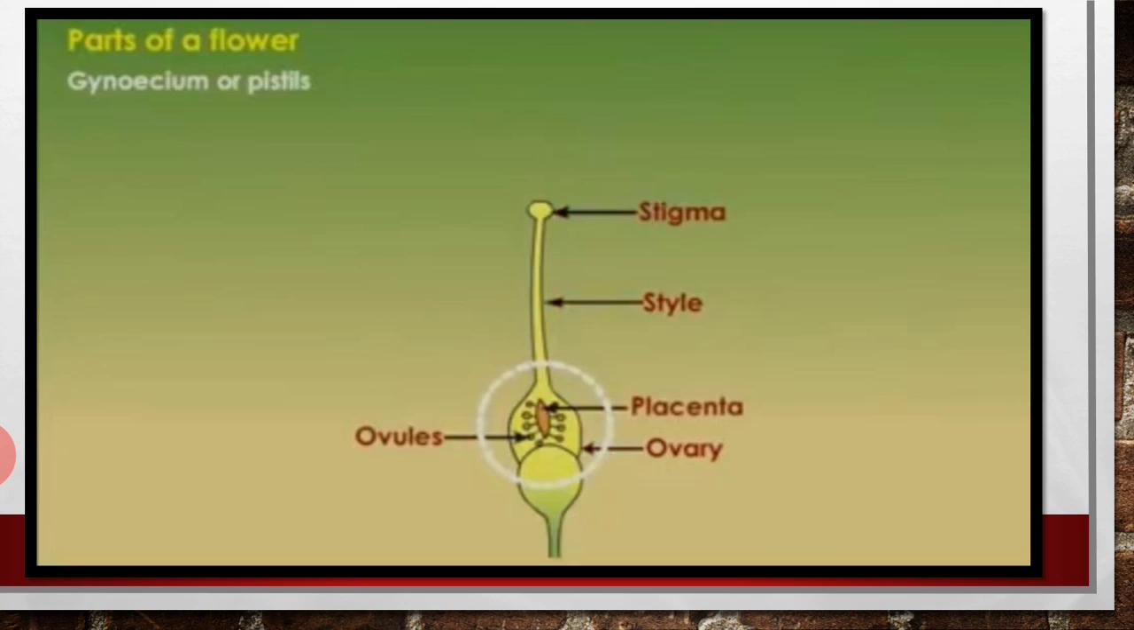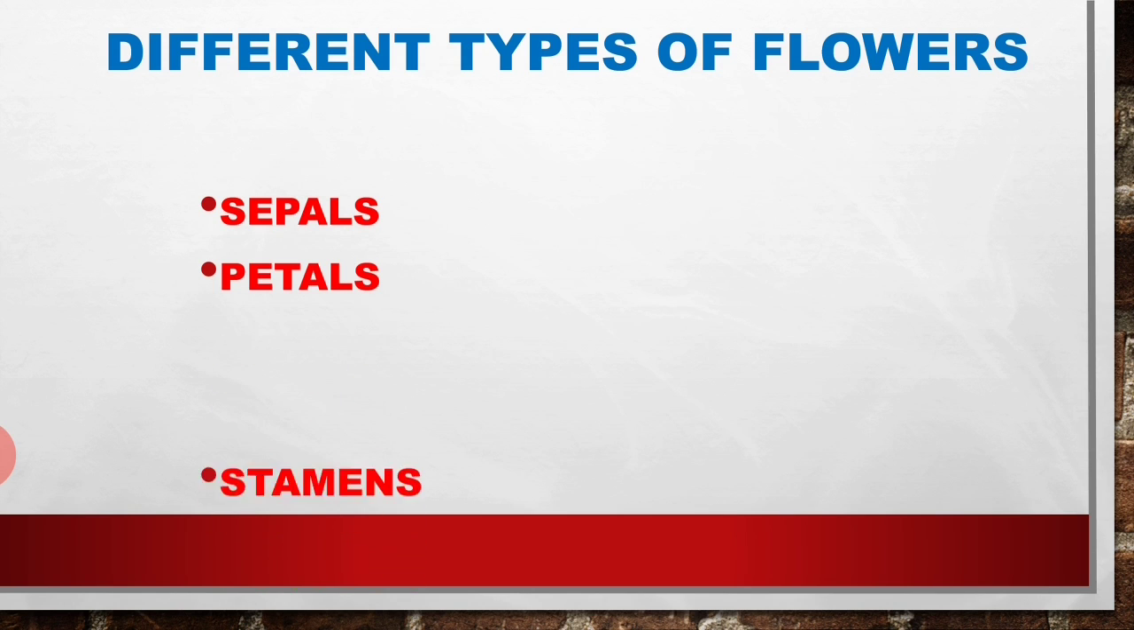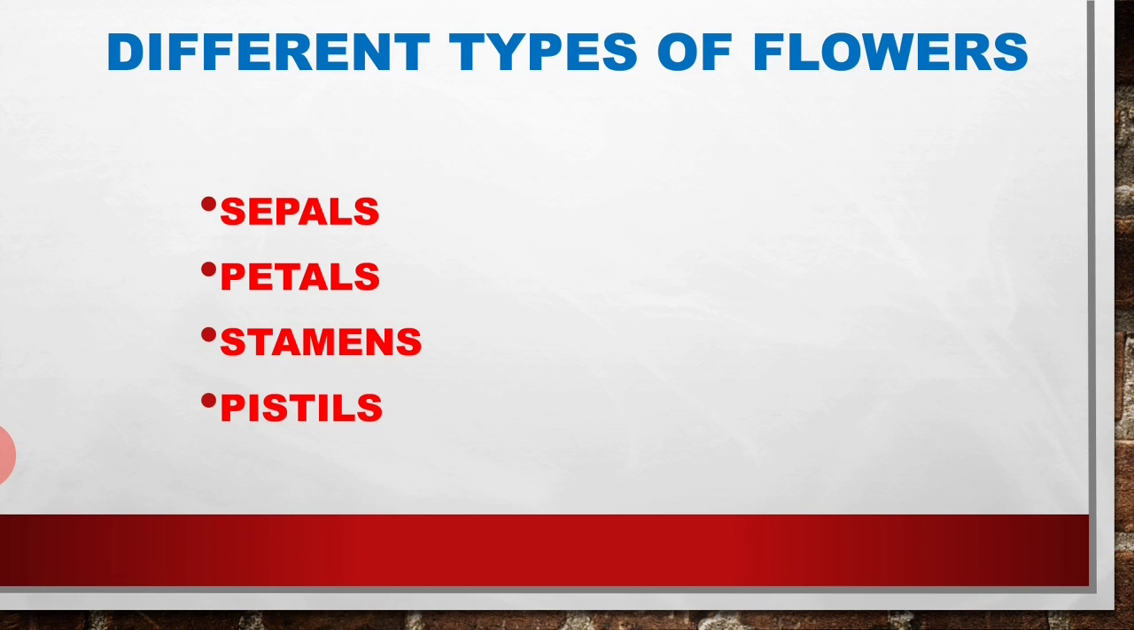If I tell you to go out and see different flowers, you will find different types of flowers in the garden. See whether they have the same number of sepals, petals, stamens, and pistils, or whether they are different. You have to find it out yourself. The number of sepals, petals, stamens and pistils may differ in different flowers. Sometimes some of these parts may even be absent in some flowers.